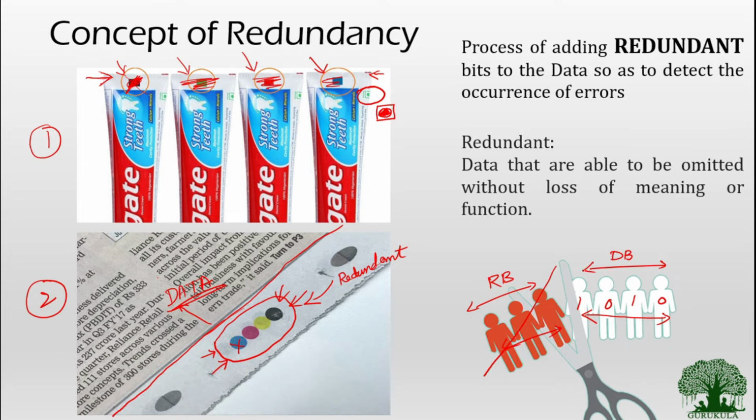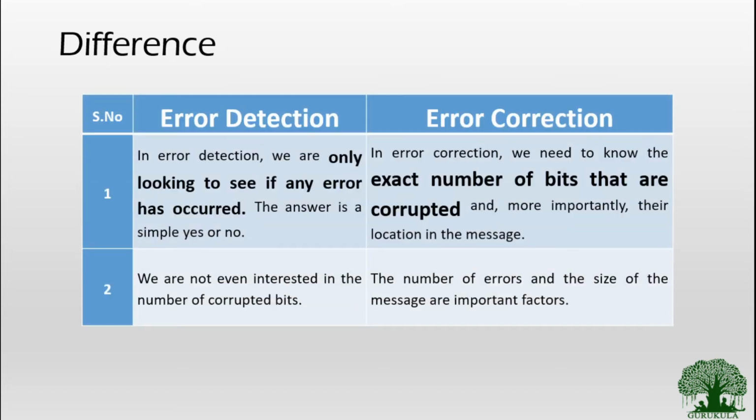Most of the error detection and error correction codes that we are going to discuss further will be adding the redundancy bit. So with this brief introduction to what redundancy bits are, we will see the various error detection and error correction codes that are available. Before getting into the types, it is important to clarify the difference between error detection and error correction codes.